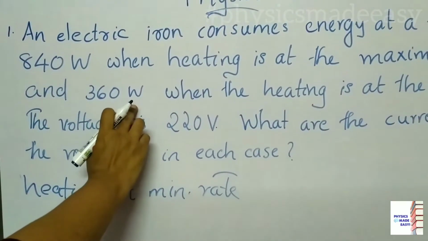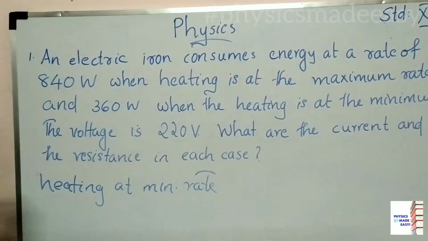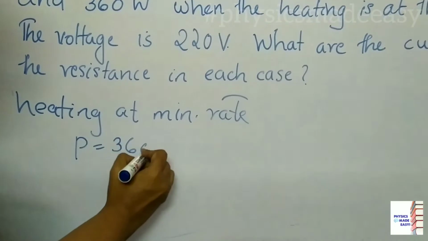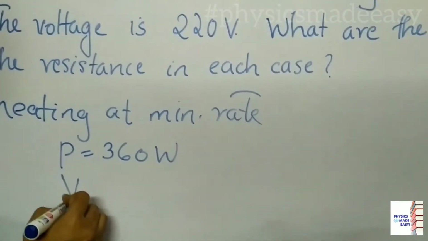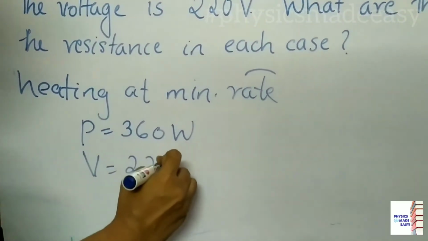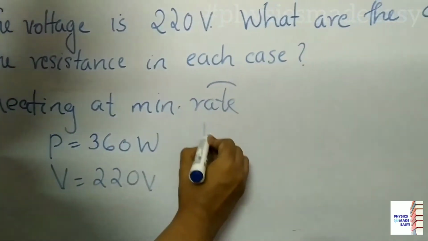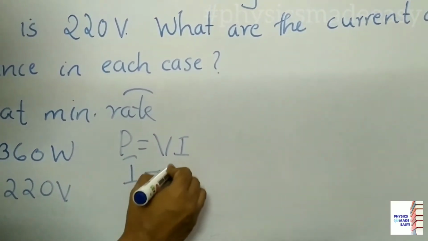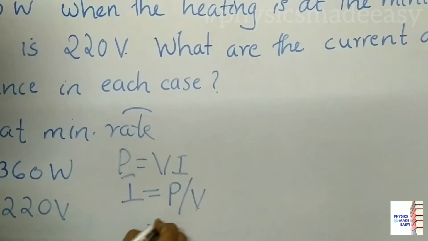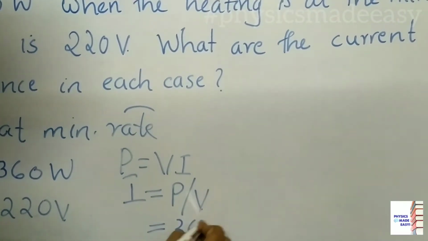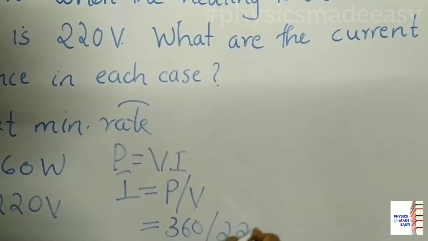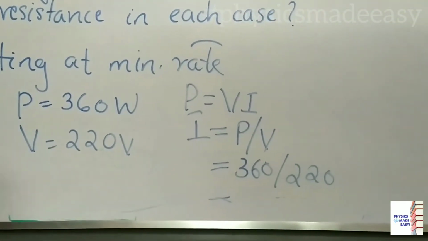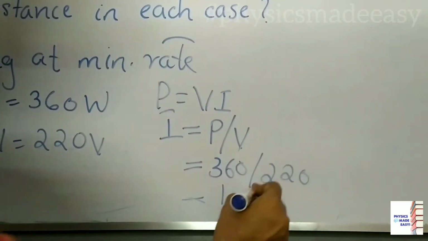Here 360 watt when the heating is at the minimum rate. So here we can write power is equal to 360 watt. Again voltage we can take 220 volt. So from this equation P is equal to VI, you can find the current. I is equal to P divided by V. Then you will get 360 divided by 220. Then after solving this, you will get this as 1.64 ampere.